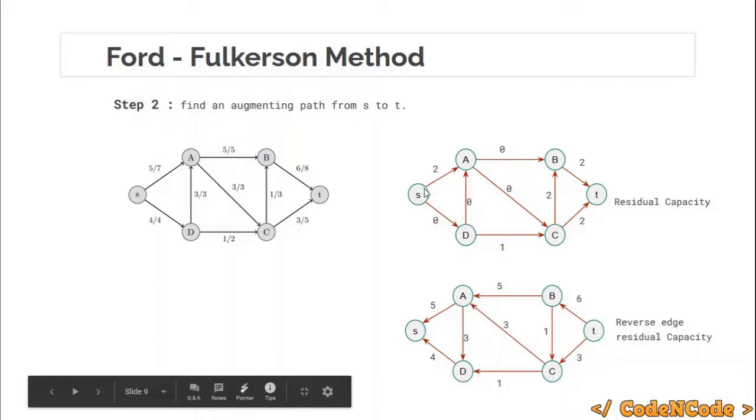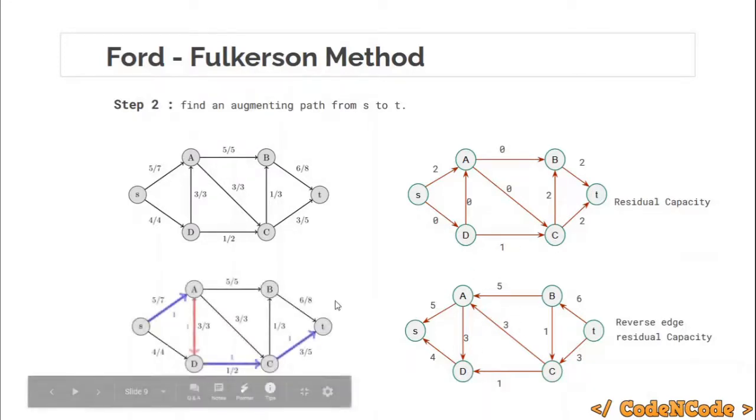So from S to A using this edge, from A to D using this edge, from D to C I can use this edge. I can't use this edge because this is from C to D. So from D to C and C to D. So now I am using a reverse residual edge. I'm using an edge from the reversed residual graph.